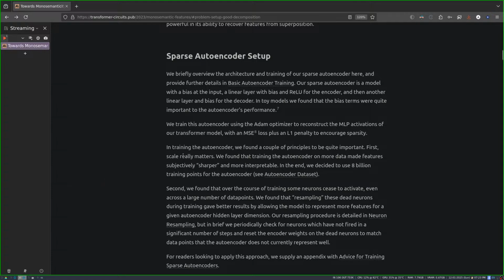In training, we found a couple of principles to be quite important. First, scale really matters. We found that training an autoencoder on more data made features subjectively sharper and more interpretable. In the end, we decided to use 8 billion training points.